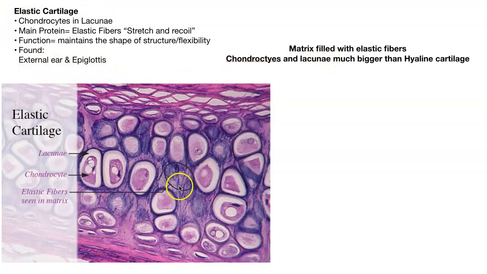So you look at this. Number one, does this look like hyaline cartilage? Does this matrix look like hyaline cartilage? Is this translucent or glassy looking? No. We have elastic protein fibers in here. These chondrocytes are huge, and their lacunae are much bigger than you see with hyaline cartilage.